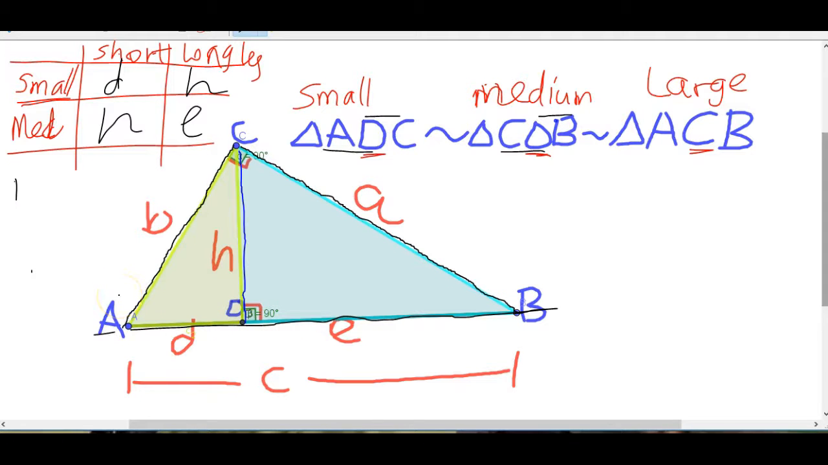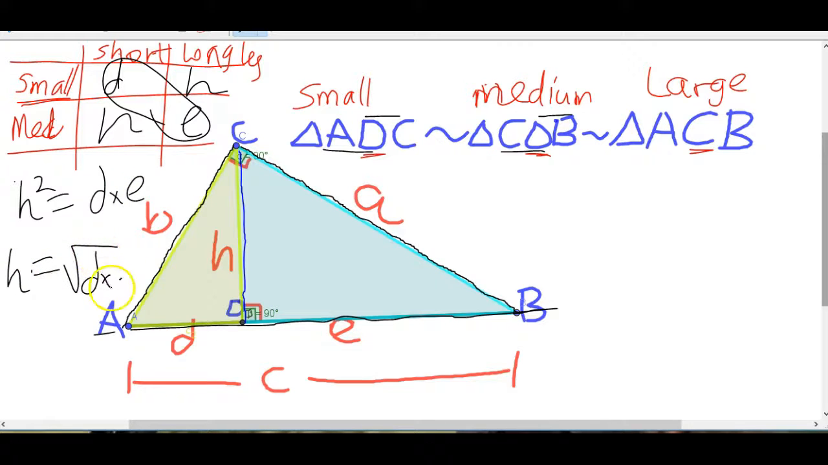Now if we set up a proportion, let's write it out to make it look more like h. So h squared is going to be D times E. Then h is equal to the square root of D times E. And that is what the theorem is saying: h, the altitude, is the geometric mean, and this is the formula for the geometric mean of D and E.